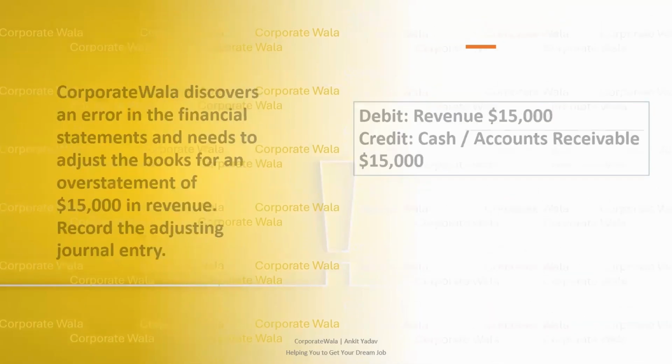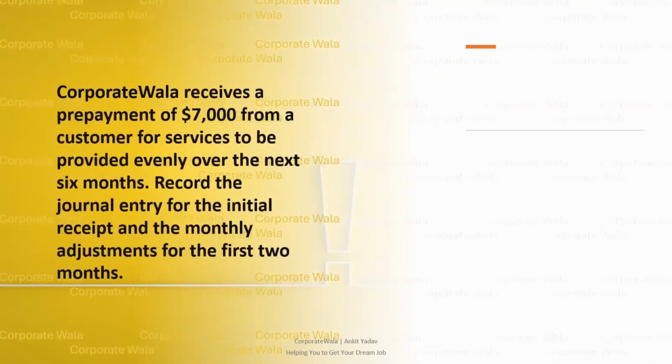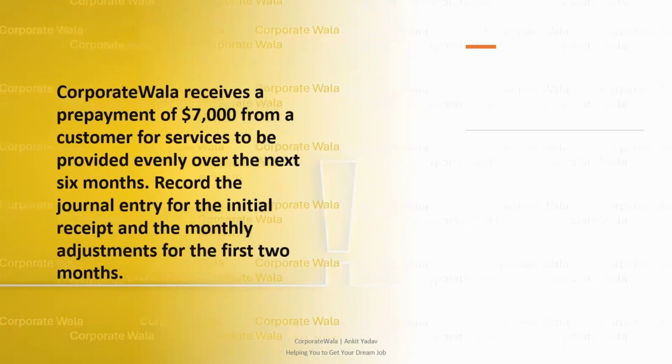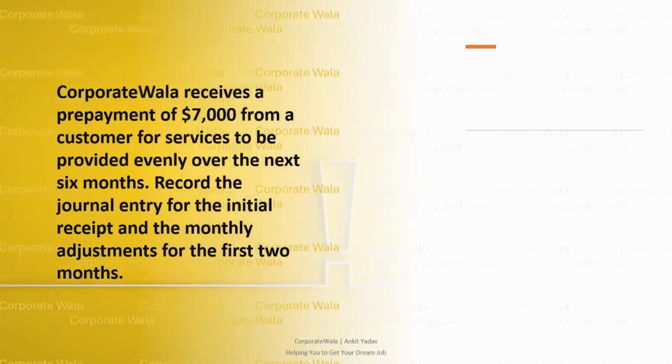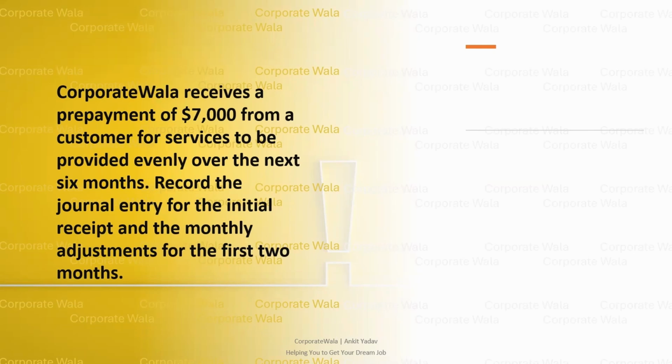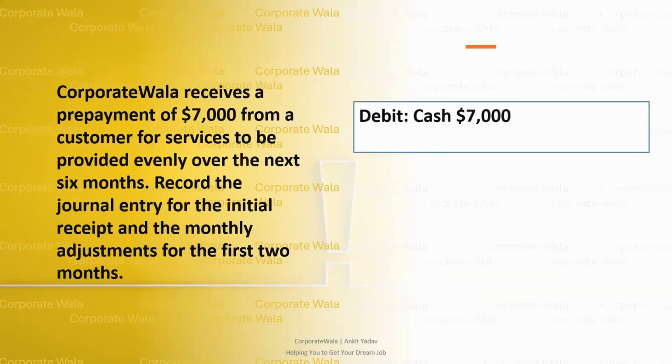Moving ahead, now let's talk about our next journal entry, which is: Corporate Wala receives a prepayment of $7,000 from a customer for services to be provided evenly over the next 6 months. Record the journal entry for the initial receipt and the monthly adjustment for the first 2 months. So what will be our journal entry here? We are receiving revenue in advance. So it will create a current liability for us because we have received prepayment from the customer. We will debit the cash account because we have received the cash, and we will credit unearned revenue, a current liability.